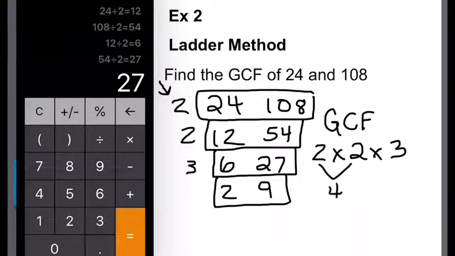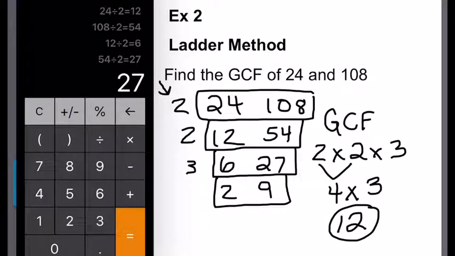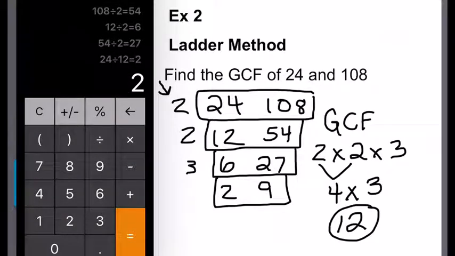times 3. 2 times 2 is 4. 4 times 3 is 12. So my GCF of 24 and 108 is 12. Let's divide to make sure that they really are factors. 24 divided by 12 is 2. So 12 times 2 is 24, and 12 is a factor of 24. 108 divided by 12 is 9. So 12 times 9 is 108, and 12 is a factor of 108. So my GCF of 24 and 108 is 12.